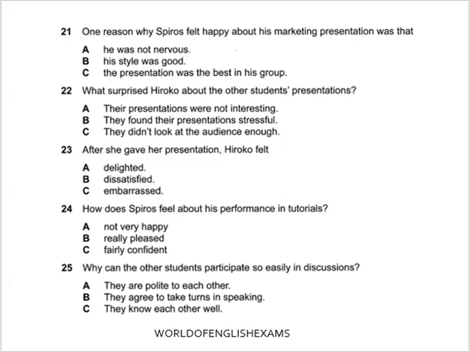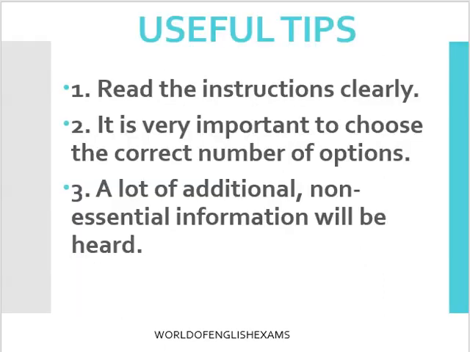And now let's proceed with the tips. What are the strategies and tips that will be useful to identify and answer these questions correctly? So the first tip, as I always say, read the instructions clearly. Whether you have to choose one option or two options or sometimes three options, however many options there are, it will be given in the instructions. So you have to allocate at least 10 seconds of time to read the instructions clearly. You have to understand them.